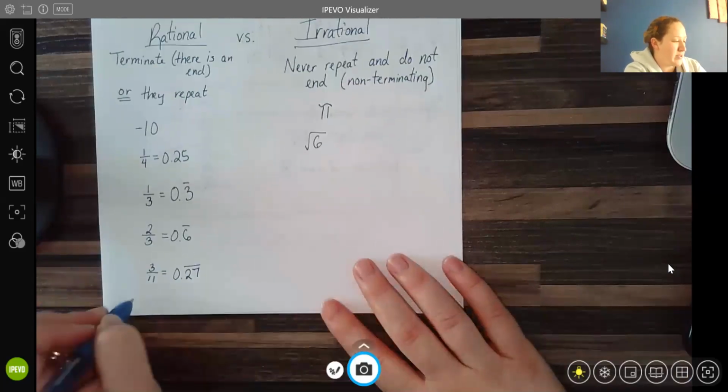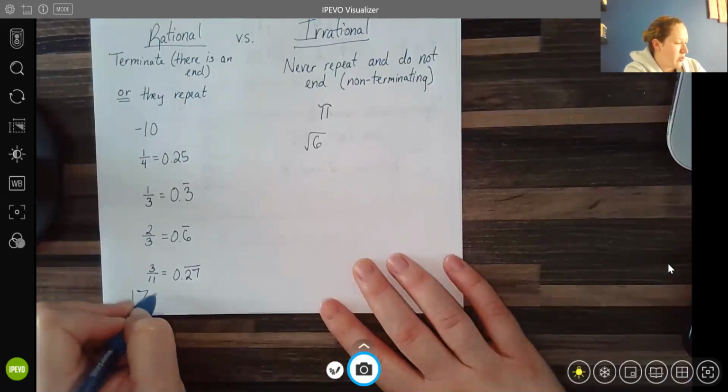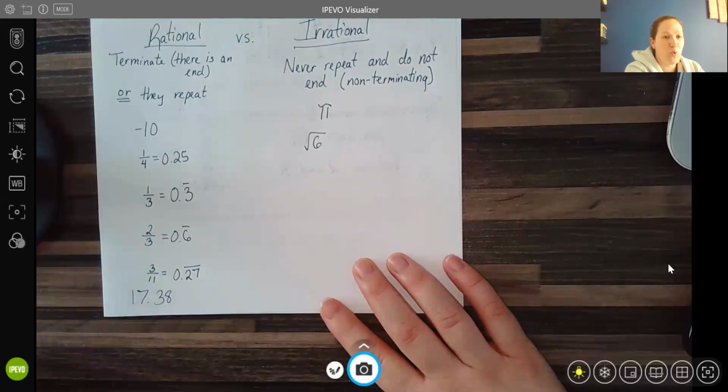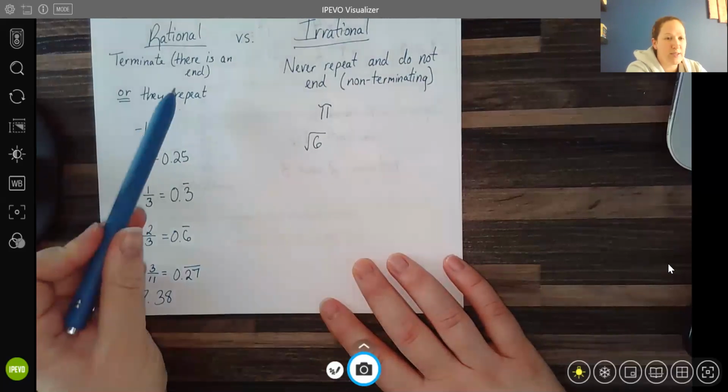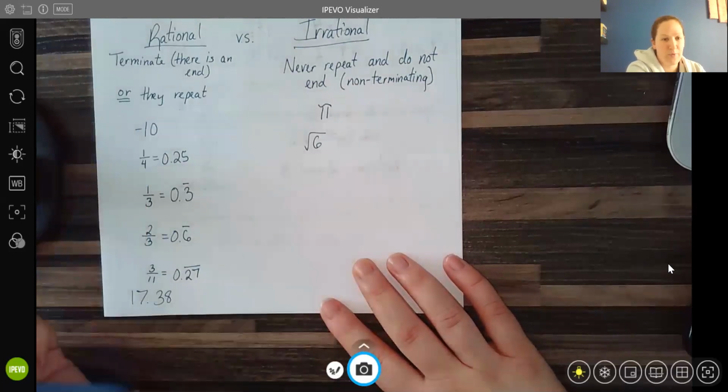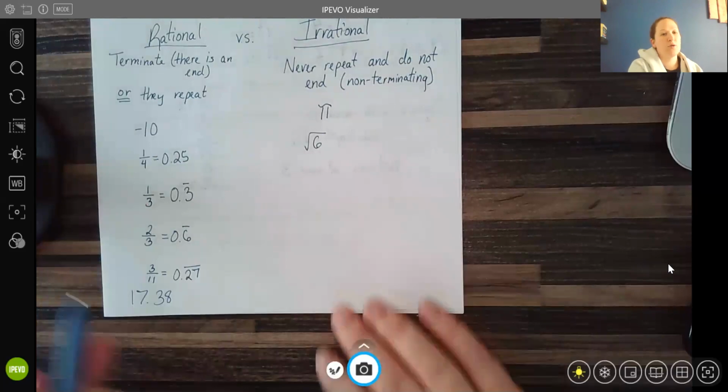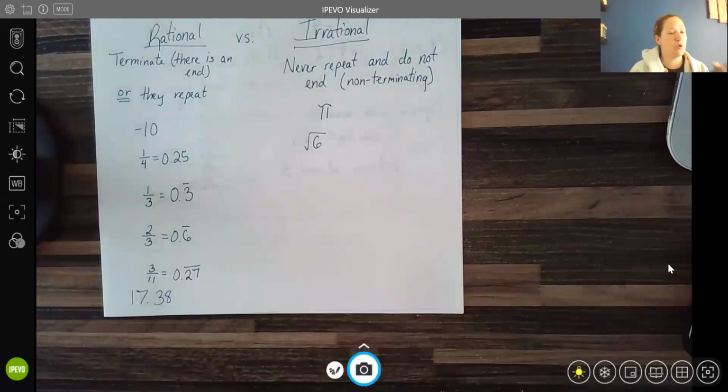A number like 17.38, rational. There is a distinct end, okay? A million, 2 billion, 375. Those are all numbers that end, okay? So they would be rational.